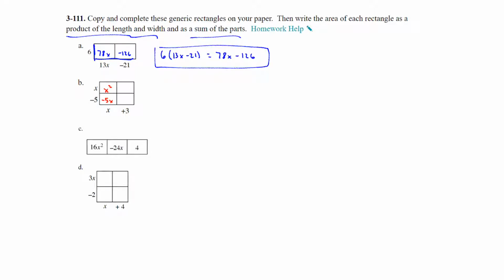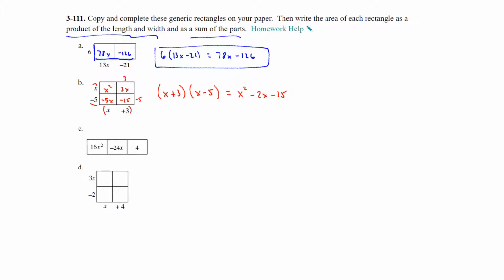X times 3, because this is also a 3 here, that would be 3x. And this is also a negative 5, so that box would be negative 15. So our side lengths, you have x plus 3 times, and then you have this one up here, x minus 5. And if you had them in the other order, that's fine. If you had x minus 5 times x plus 3, that's okay. Multiplication is commutative, which means you can move it around. Doesn't matter the order that you multiply them. And then the sum of the parts would be x squared minus 2x minus 15. So I did combine my negative 5x plus my 3x to get negative 2x minus 15 for that one.